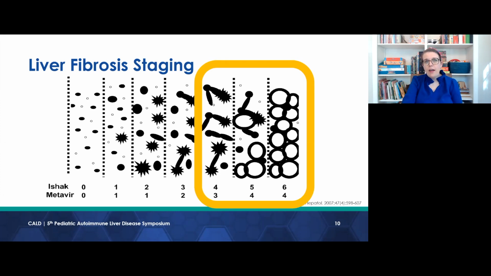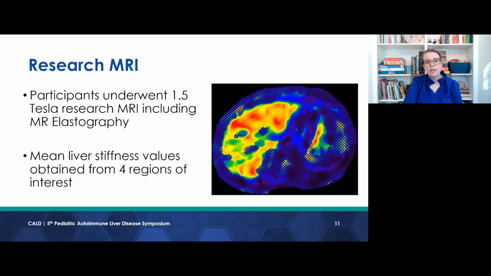Just to note that by convention, the literature and research talks about Ishak of 4 or higher, or METAVIR of 3 or higher, being consistent with severe fibrosis. And so you can see that there's a variety of different levels of fibrosis within that. But by convention, we'll also use that as I go through the presentation.